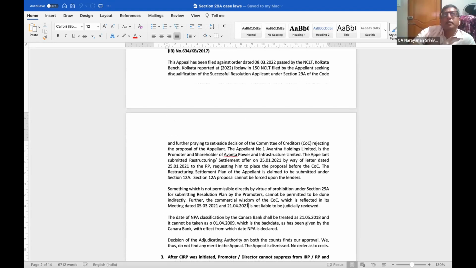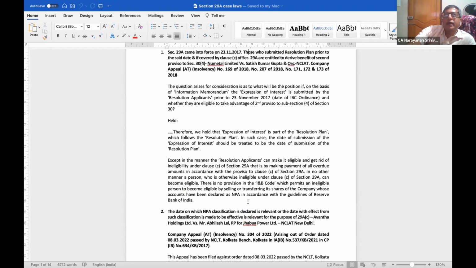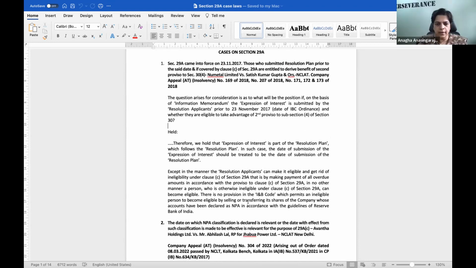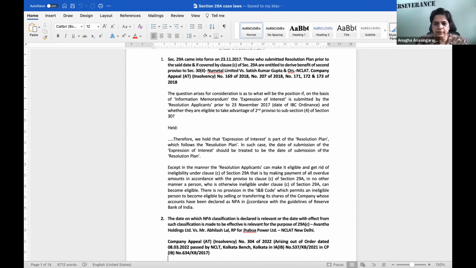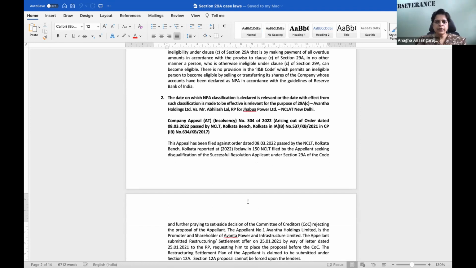This ArcelorMittal case is the example, no, madam, in SR Steel, that they had to clear their situation and come back? Yeah, I'm not very well versed with the facts of this case, but yes. Then the date of NPA classification is declared as relevant, or the date with effect from which such classification is made effective is relevant for 29AC.